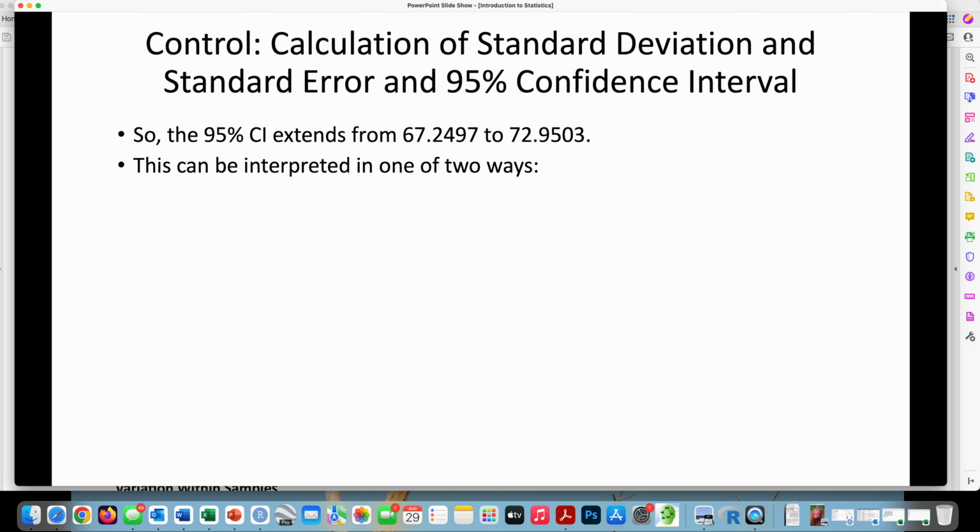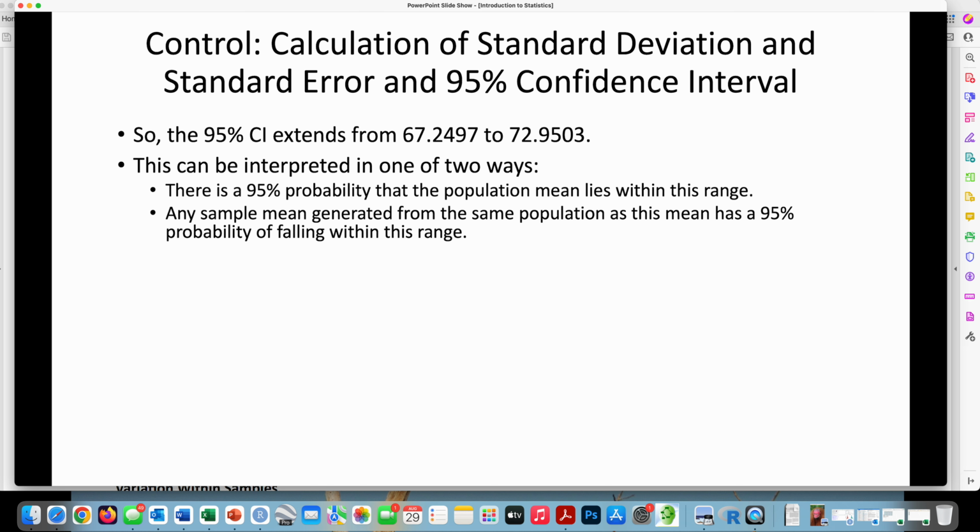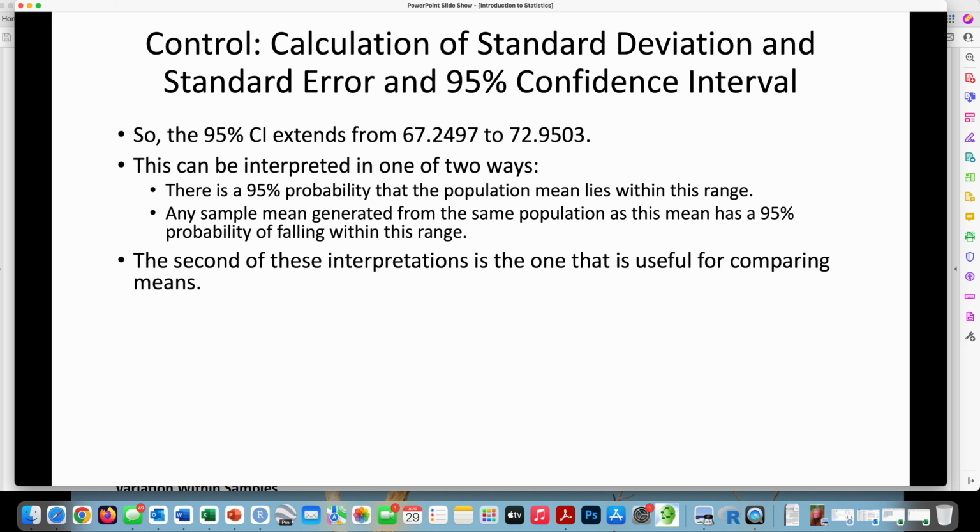So at this point, we can talk about how one interprets a confidence interval. One is to say there's a 95% probability that the population mean lies within that range. This is the less useful way of doing it because seldom are we trying to make statements about the population mean. Usually we're trying to make statements about sample means. And so a more productive way to do this is to say any sample mean generated from the same population as this mean has a 95% probability of falling within that range. And so that range encompasses 95% of the possible sample means that are drawn from that same population.